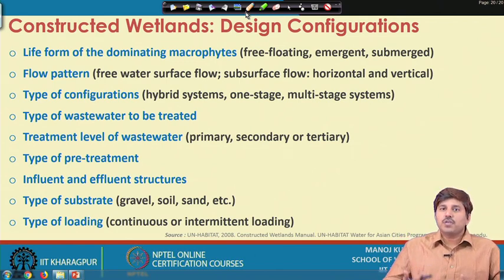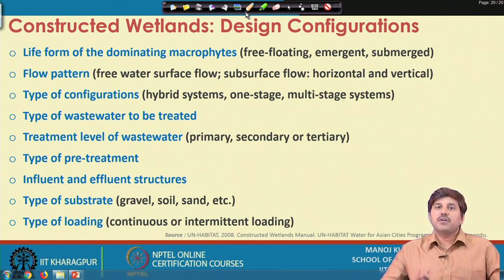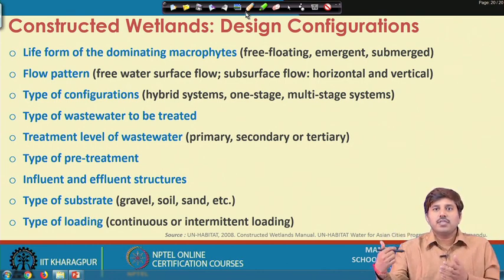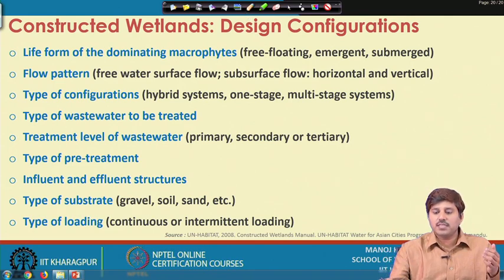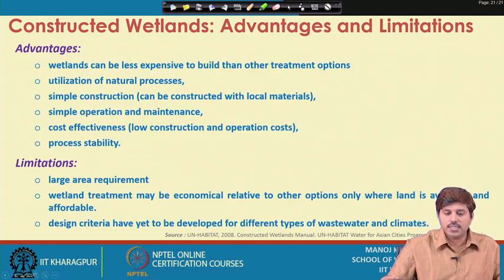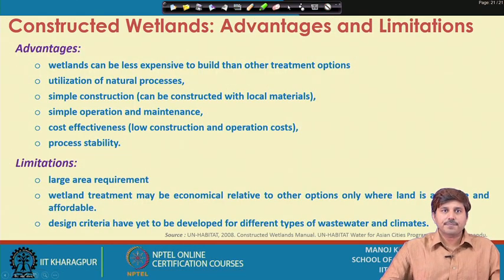What are the types of substrate or kinds of media? They are gravel, soil, sand, or any engineered media that is kept or mixed with that. The type of loading, whether it is a continuous flow wetland or intermittent flow wetland. So, whether it is continuously receiving the wastewater or the wastewater is being loaded in batches. All those things need to be seen for the purpose of designing.